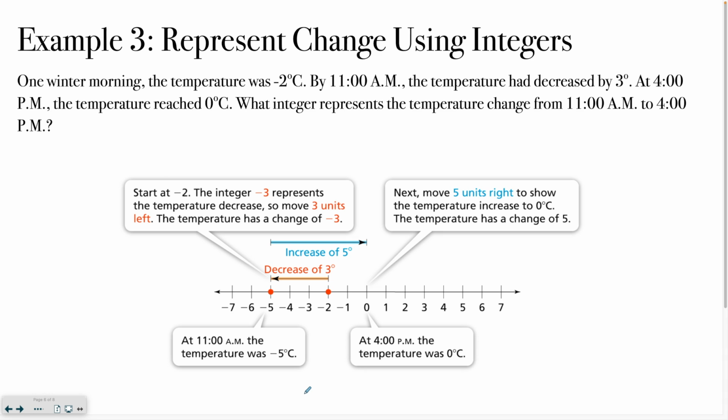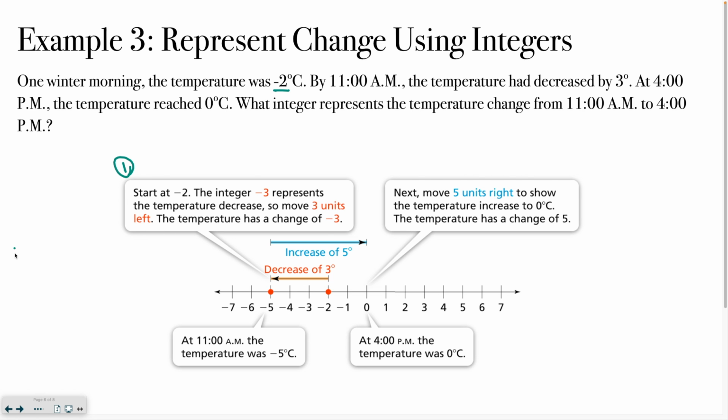Okay, so you can see here there is a number line with a lot of bubbles coming out of it. So let me help you organize and categorize what process is happening here. Okay, so we have this number line, and with this problem, we are starting at -2 because the problem starts at -2 degrees Celsius. So reading this bubble, we have start at -2. The integer -3 represents the temperature decrease. So we would move 3 units to the left, okay?